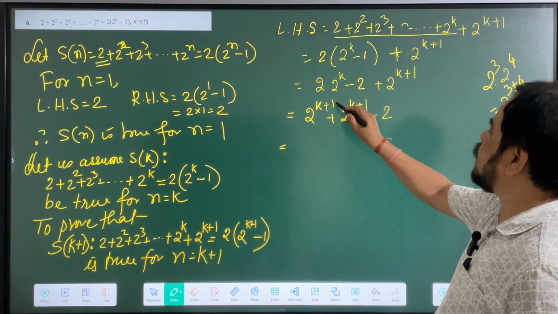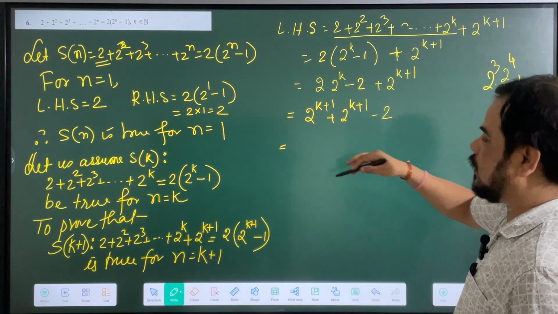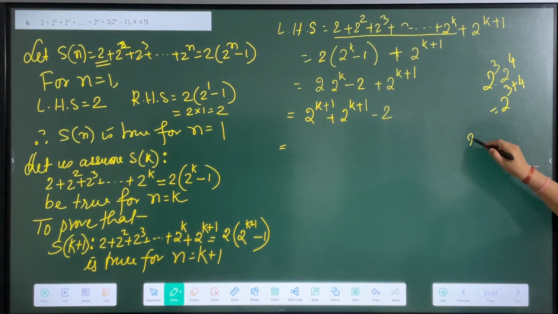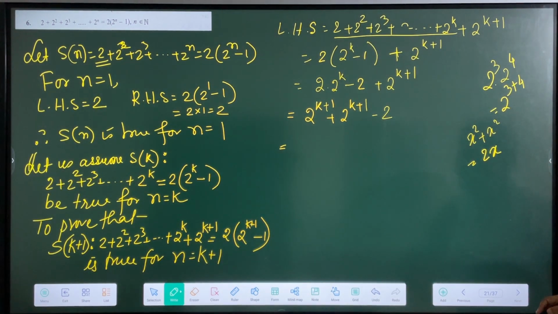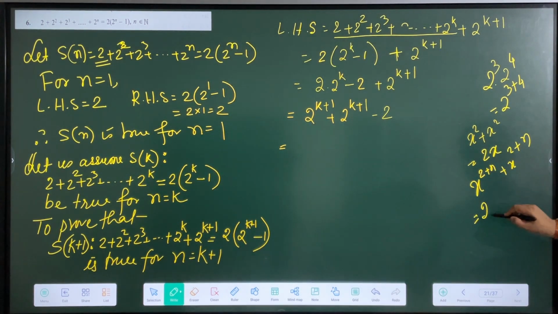2 to the power k plus 1 plus 2 to the power k plus 1. Let me show you one example. x square plus x square, can you write 2x square? Or x to the power 2 plus n plus x to the power 2 plus n, we can write 2x to the power 2 plus n. I hope you understand. x square plus x square is 2x square. x to the power something plus x to the power something is 2x to the power something.